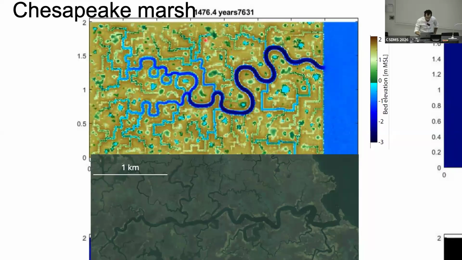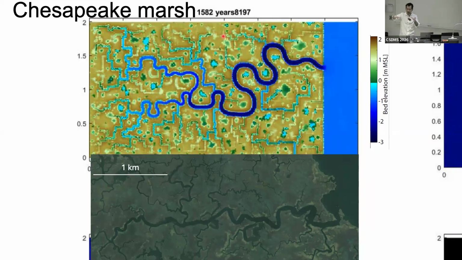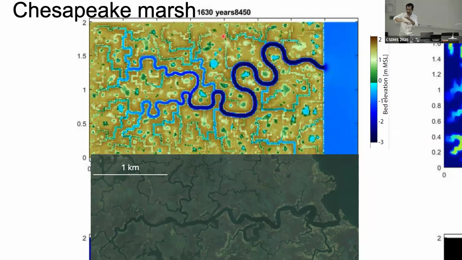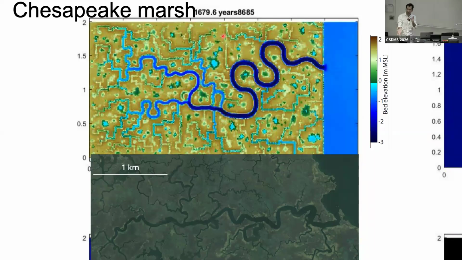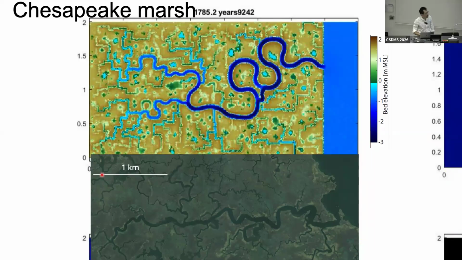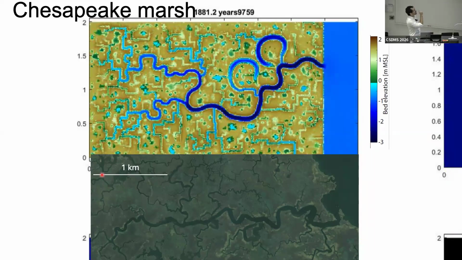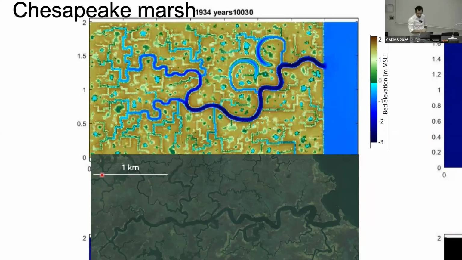And there are also ponds that form in the marsh. Ponding is another mechanism in the model. Ponds form, but then they can get reconnected as the channels move, and then they get filled in, and you can see ponds in real marshes too. Okay, so this is a marsh. This was only with the mud.